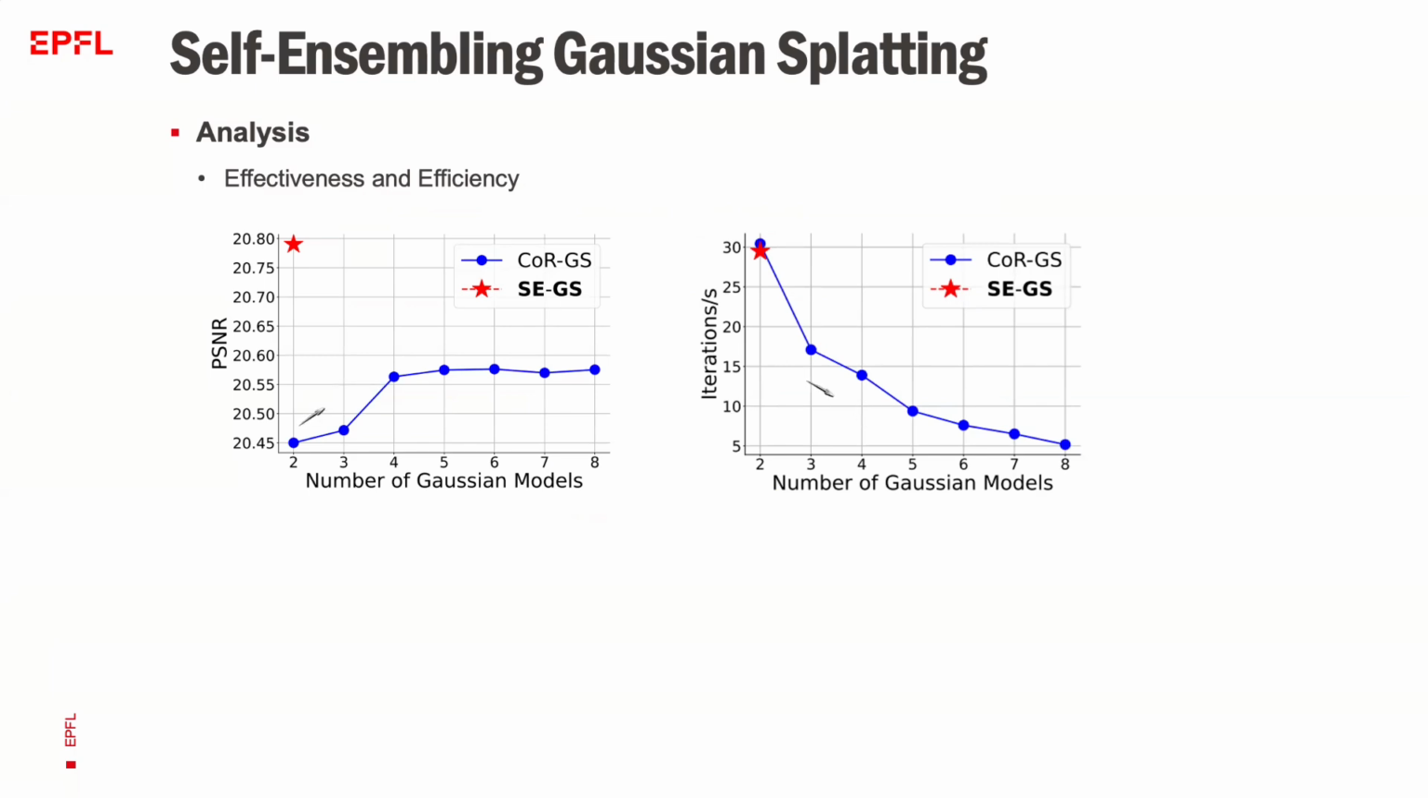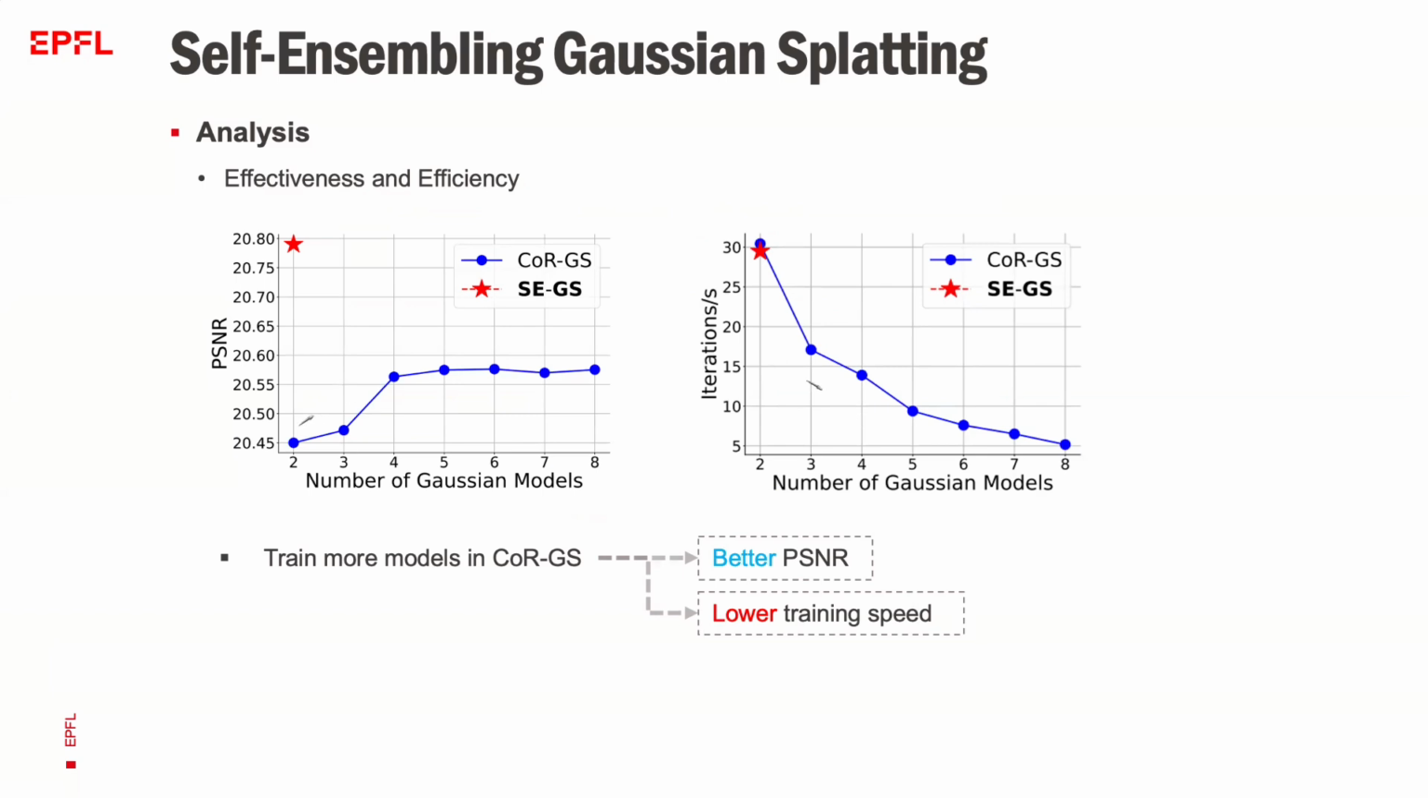Here, I compare our method with the baseline, CoreGS. As we can see from these two figures, if we enhance the ensemble learning by training more Gaussian models in CoreGS, the PSNR does increase. However, the training speed significantly drops, which shows the limitation of ensemble learning in terms of efficiency. Besides, the PSNR stops increasing after we use 5 models in CoreGS. I will be explaining this in the next experiment.